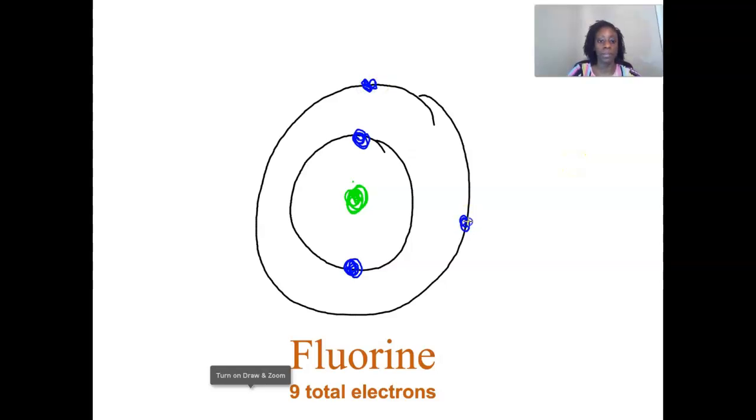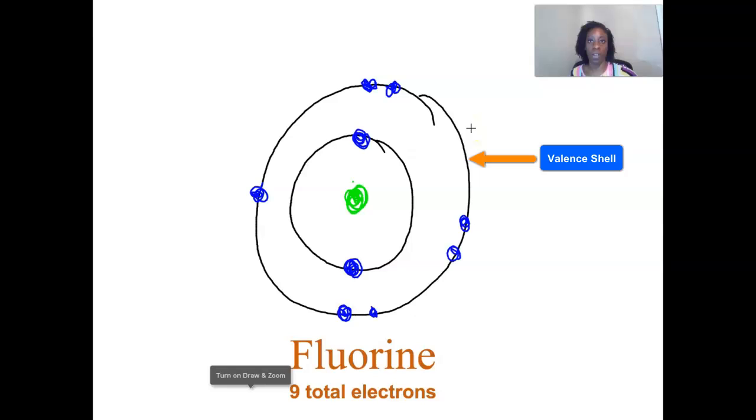So I've got 1, 2, 3, 4, 5, 6, and 7. All right. So the second shell is the valence shell, and fluorine has 7 valence electrons. So that means to become a complete valence shell, fluorine needs just 1 more electron, just 1. So it's really going to try its hardest to pick up an electron from another atom.